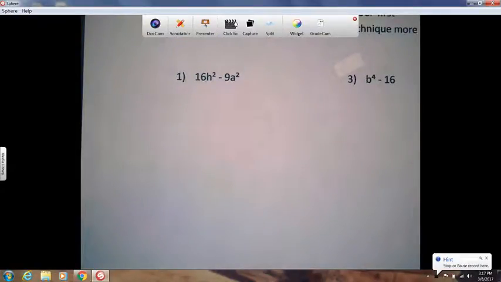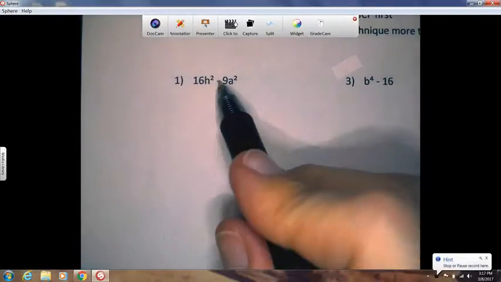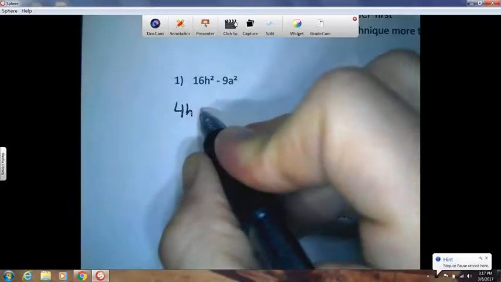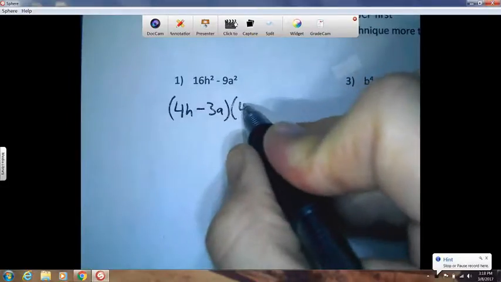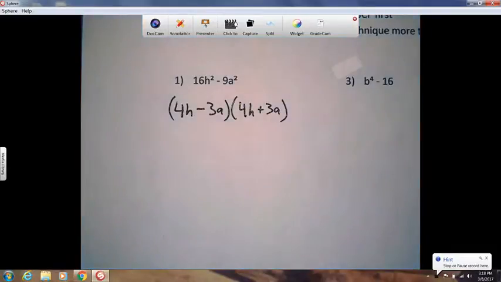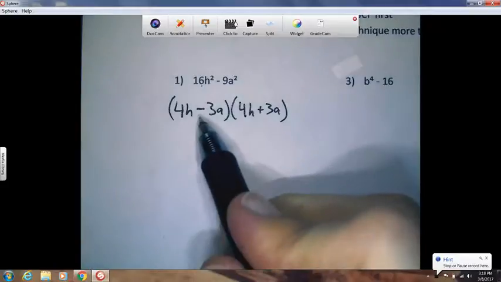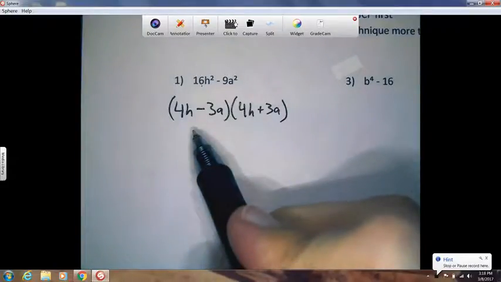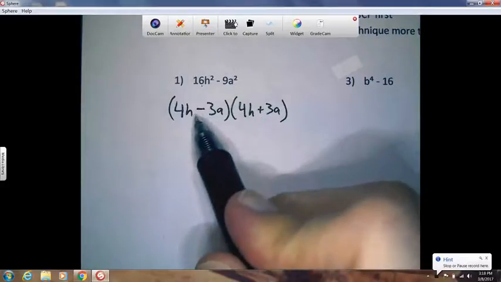So, I have a difference. These are perfect squares, so I can write my factored form. 4h minus 3a, 4h plus 3a. And I'm done. I've taken the square root of each. Remember, it's a product of a sum and a difference. Here's a sum, here's a difference. And it gives me that.